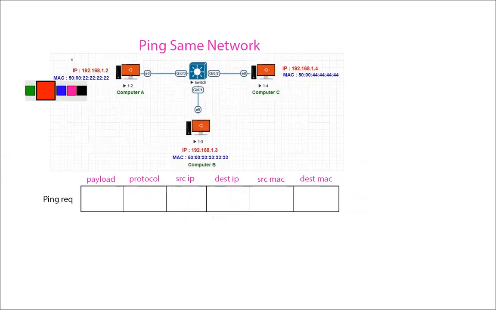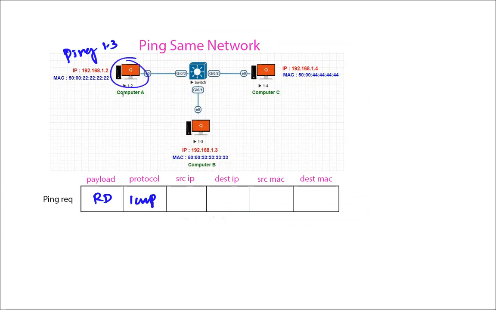Okay. So, I was typing the ping command. Ping 1.3. As soon as I type 1.3, the payload will be filled as random data. It can be anything. The payload of the ping can be random. And what protocol does it belong to? It belongs to the ICMP protocol. What is the source IP? Who's sending the ping request? This guy. What is the destination IP? Who's the target? Given in the command as 1.3.